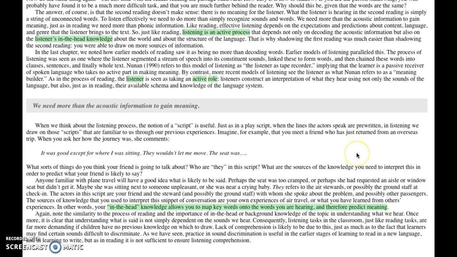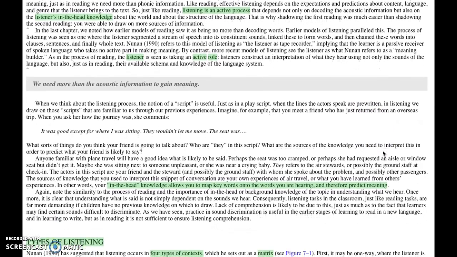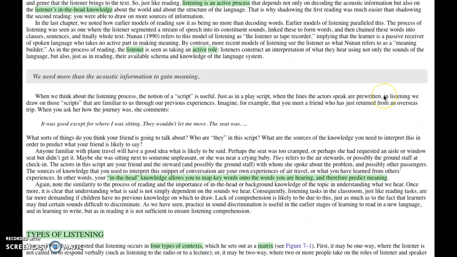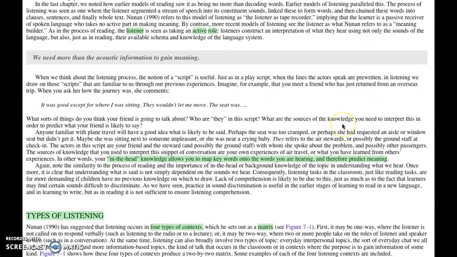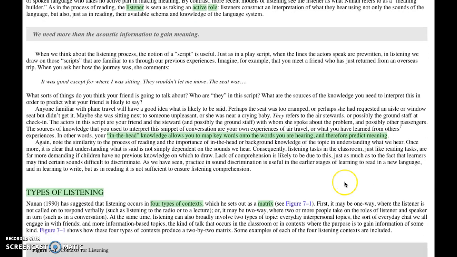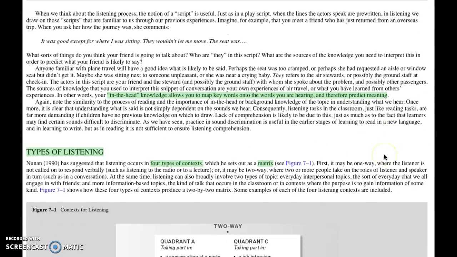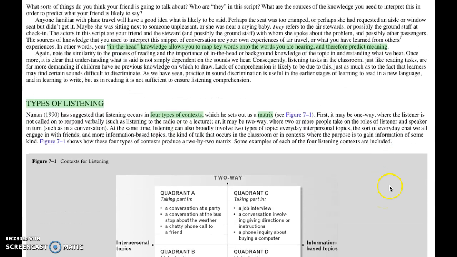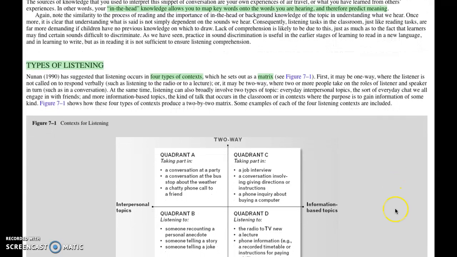Moreover, listening is an active process, and it depends not only on decoding the acoustic information, but also on the in-the-head knowledge that the listener already has about the world and the structure of language. So in the process of listening, for example, the listener is taking an active role and constructing an interpretation of what they hear, using both the sounds of the language, but also their available schema and knowledge of the language system itself. So, more specifically, in-the-head knowledge allows you to map keywords onto the words you are hearing and therefore predict meaning.